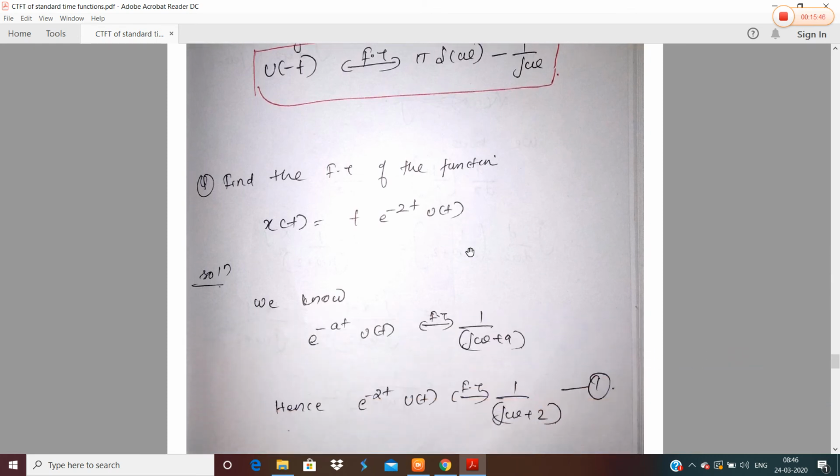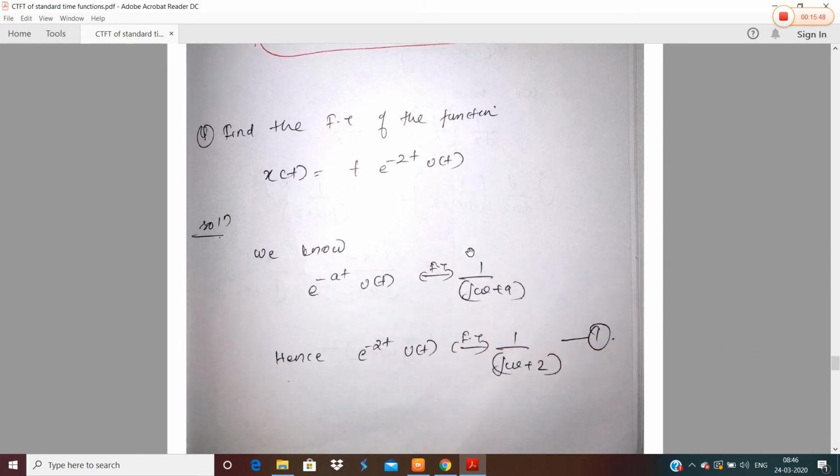And in this section, we are going to find out the Fourier transform of the function t into e raised to minus t into u of t. We'll take this section. It is of the form e raised to minus at into u of t, whose Fourier transform we have already found out, and that is equal to 1 by j omega plus a. In this case, the value of a is equal to 2. So, substituting a is equal to 2, we get e raised to minus 2t u of t has got the Fourier transform 1 by j omega plus 2. That is marked as equation number 1.